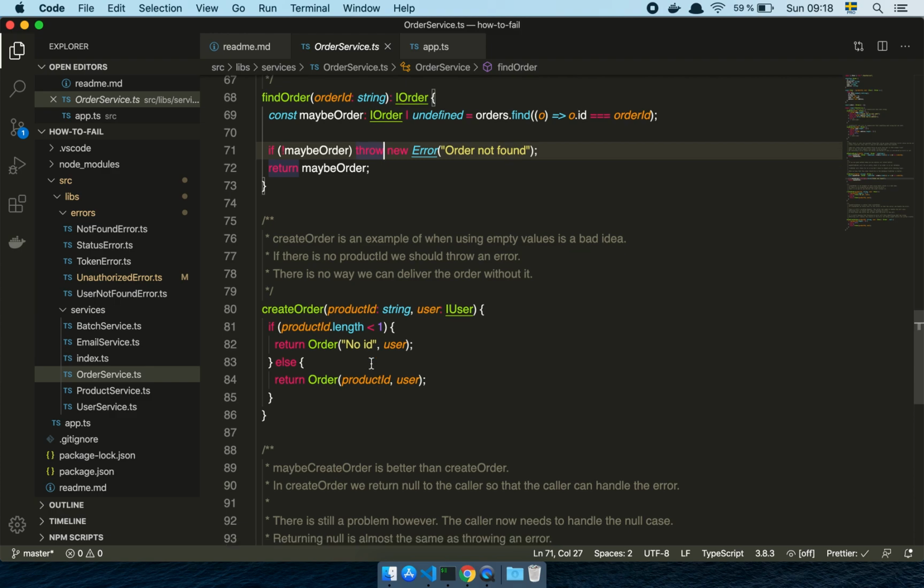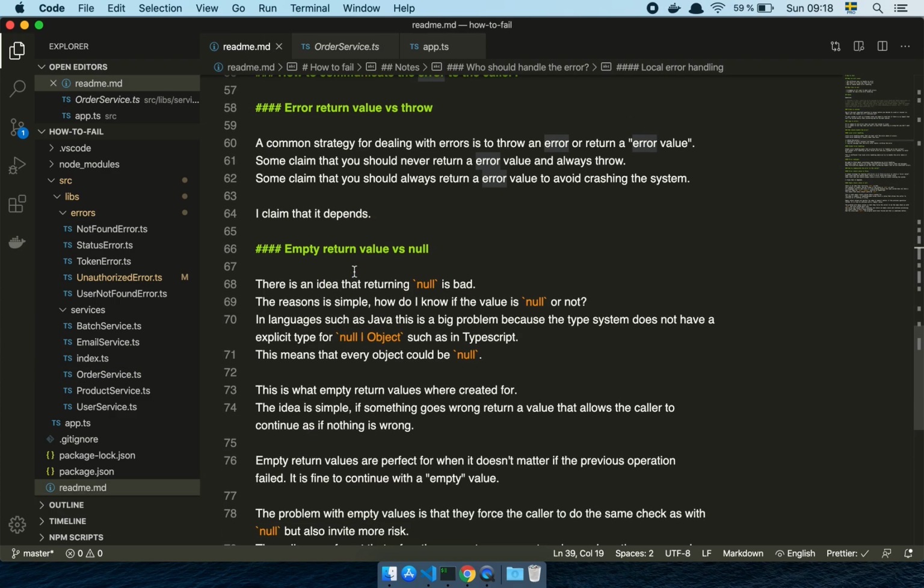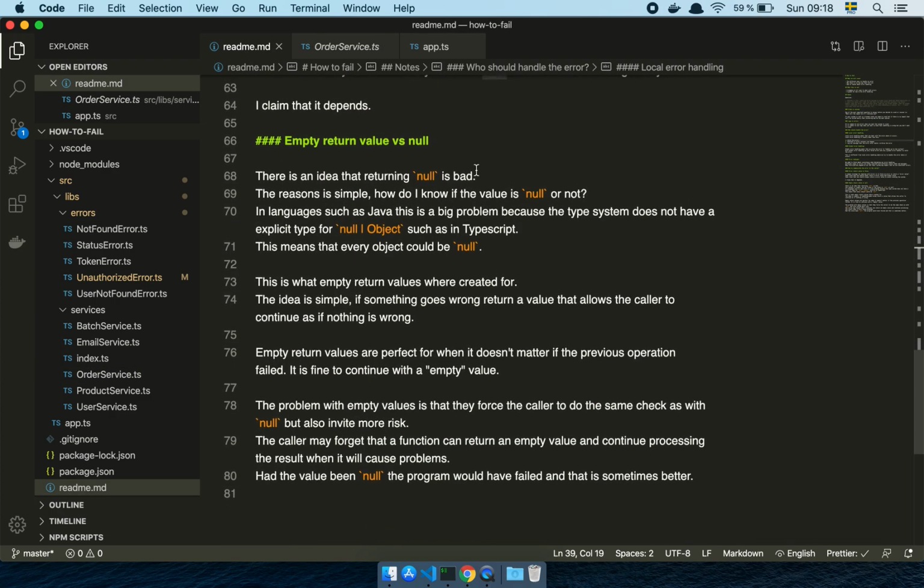So let's go on to the final thing that we want to talk about, and that is empty return values versus null. I'm just going to cover this because you may never see this in actual production code, but I want to touch on it anyway because it's something that has been popularized in some best practices books in languages such as Java. So I feel like I am obliged to at least touch on it.